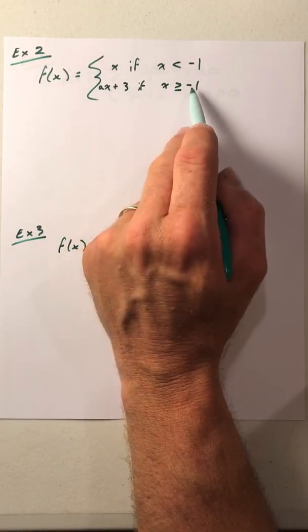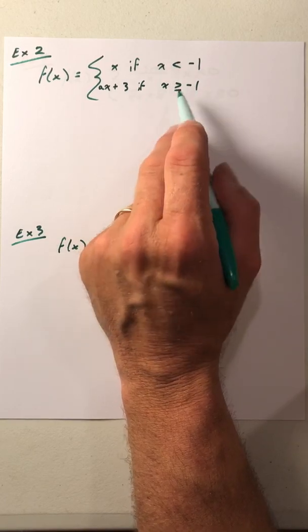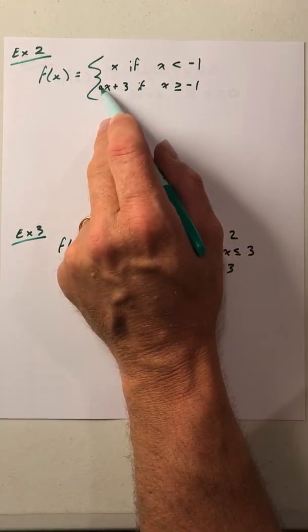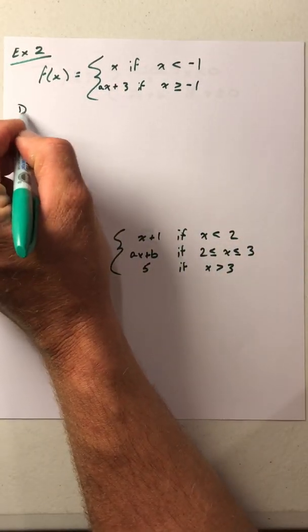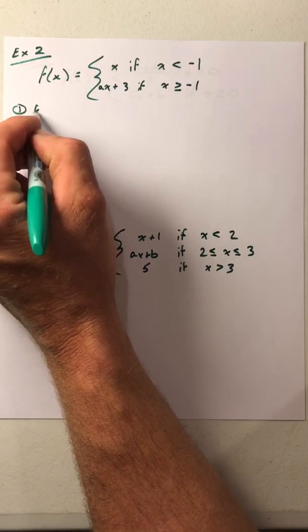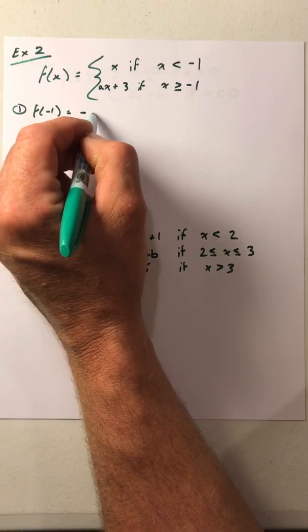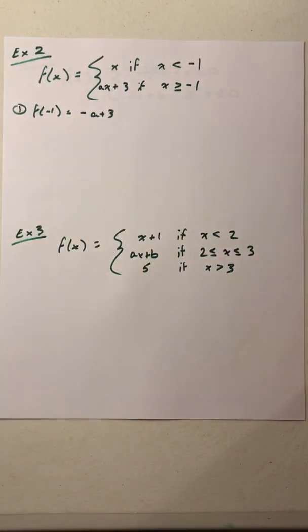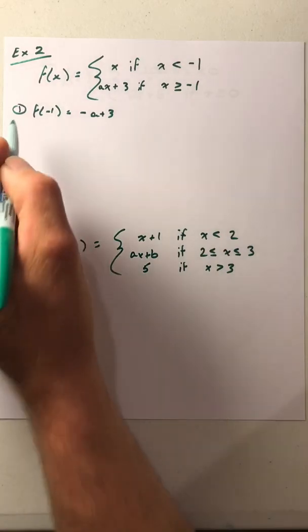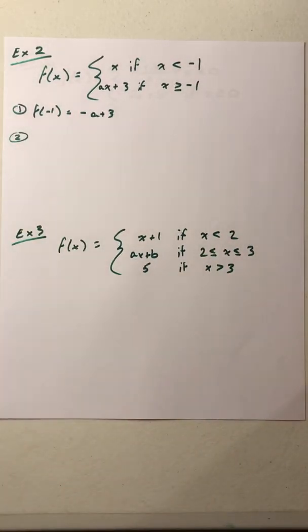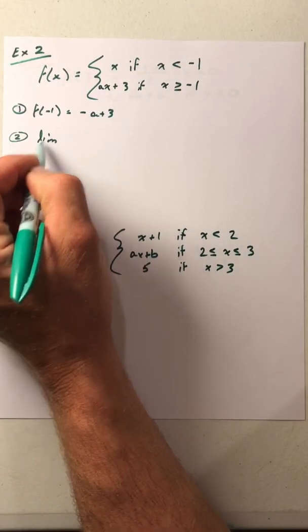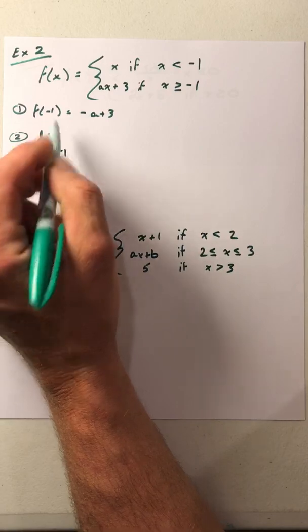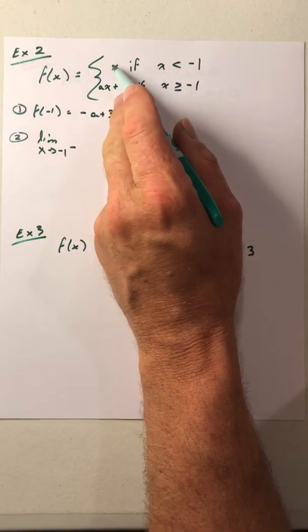Well, what do we know here? I can't find the actual value of the function because if I plug in negative 1, I get a times negative 1 plus 3. So my value, if I look at step 1, f of negative 1 gives us negative a plus 3. That doesn't give us a whole lot of information like the last problem did. The limits, however, are going to give us more of what we're looking for. So we know the limit as x goes to negative 1 from the negative side is negative 1.